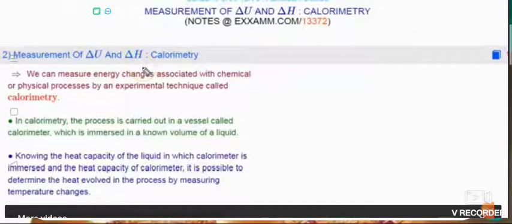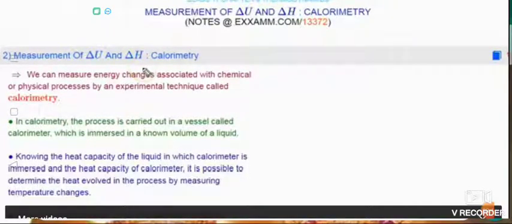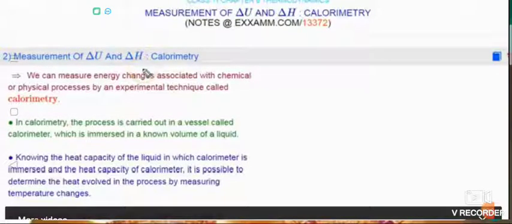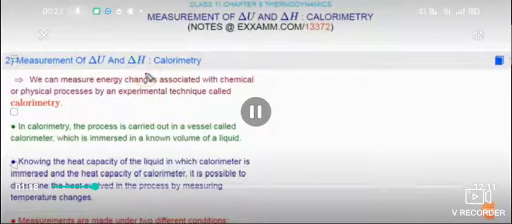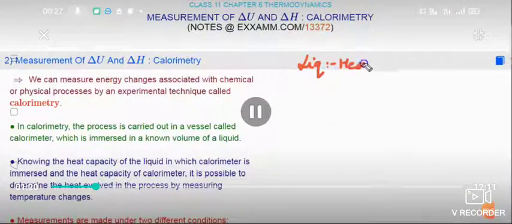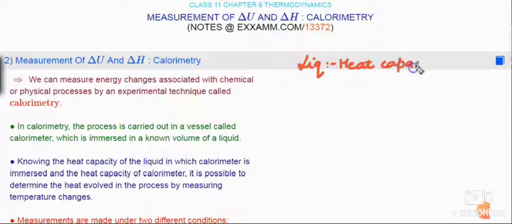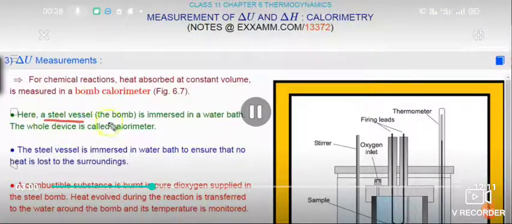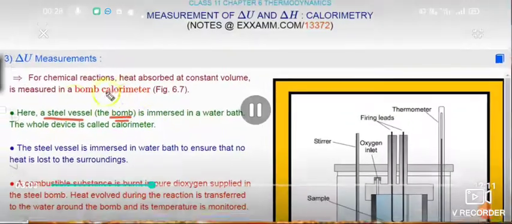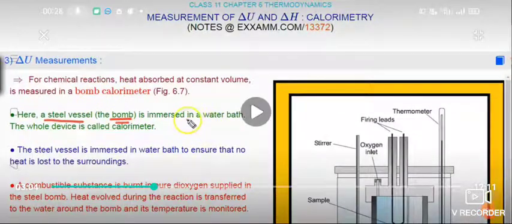By knowing the heat capacity of the liquid in which the calorimeter is immersed and the heat capacity of the calorimeter, it is possible to determine the heat evolved in the process by measuring the temperature change. In the liquid, the heat capacity will be there. The heat capacity can be calculated by using a calorimeter. So this is the structure of a calorimeter. It is in your textbook.